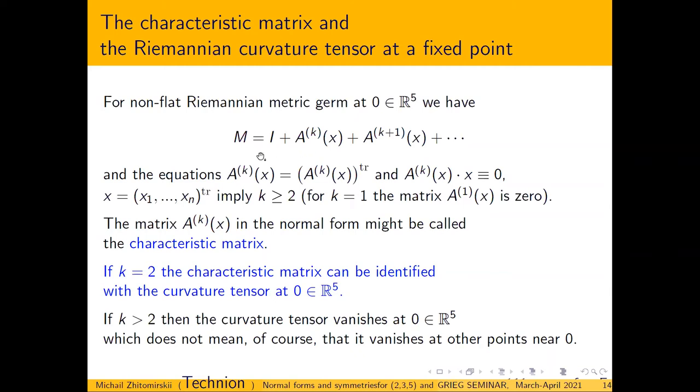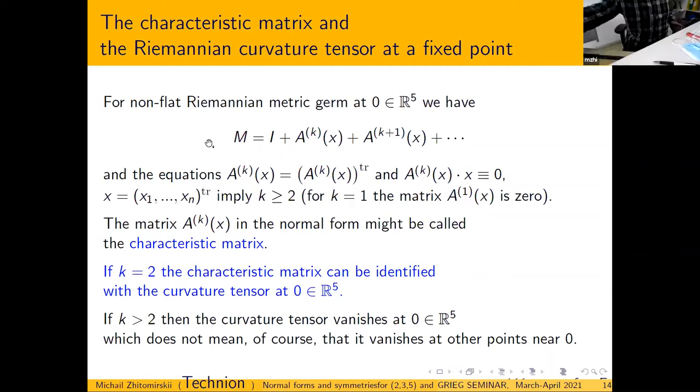So for a non-flat matrix, this decomposition of A M starts with something. It is not simply I, otherwise it's flat. And now it starts with degree k plus one. So let k be the first integer such that this part is not zero.